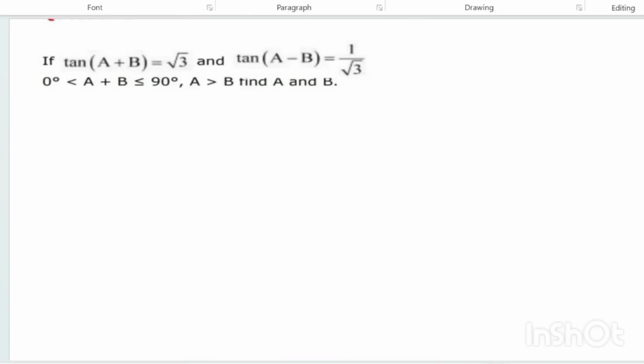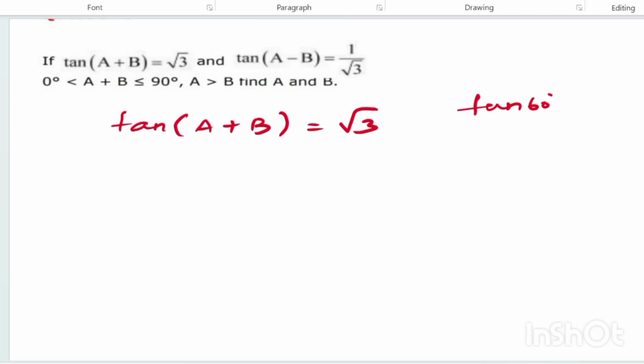Now let's see CBSE 10th Maths chapter Trigonometry, that is the 8th chapter, second exercise 8.2. This is the third sum. What is given? If tan(A + B) is equal to root 3 and tan(A - B) is equal to 1 by root 3, find A and B. It's given that tan(A + B) is equal to root 3. For tan, which angle gives root 3? We all know that tan 60 degrees is equal to root 3, right? So we can keep this as equation 1.